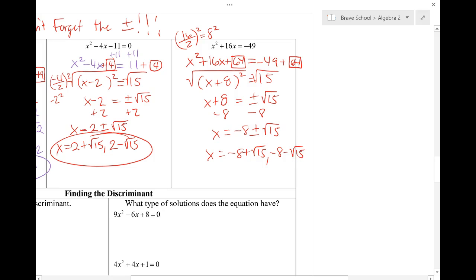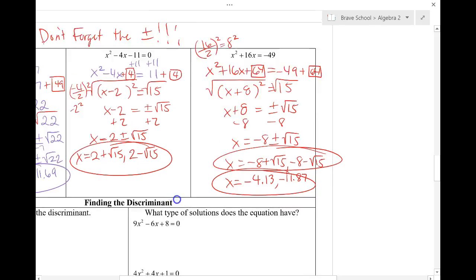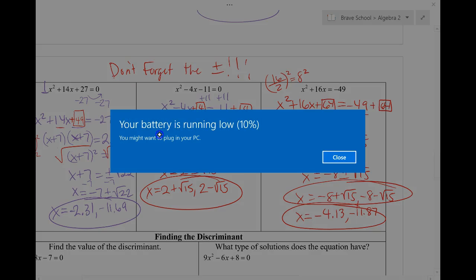And if I was to give you the decimal here, it would be negative 8 plus the square root of 15, which is equal to x equals negative 4.13. And let's do it now by doing negative 8 minus square root of 15, and that will be negative 11.87. And there's two ways to write this solution. Go ahead and do the problems to the right.